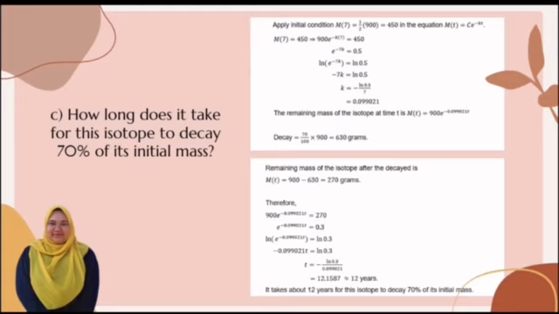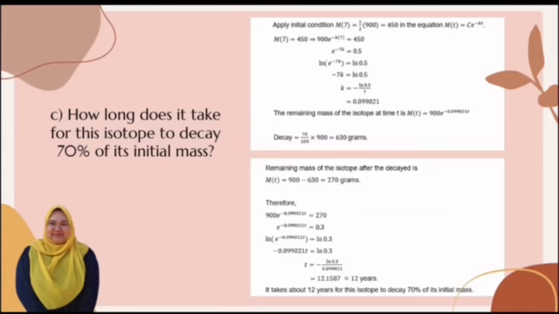It means that 630 gram of isotope has decayed from 900 gram before. But to find how long it takes, we need to find the remaining mass of the isotope after decay first. Minus 900 and 630 and we'll get the remaining mass is 270. Now, the equation for remaining mass that we found before, we equate it with the remaining mass of the isotope after decay, which is 270.